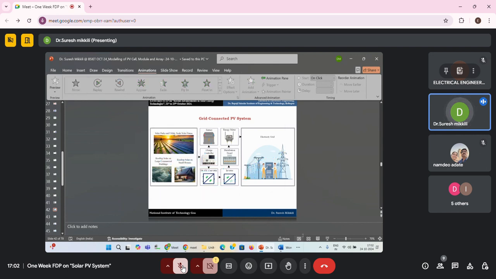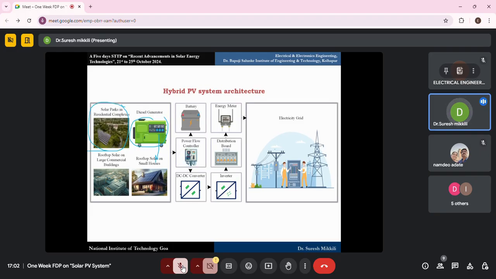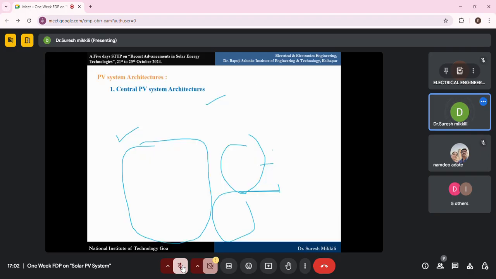But when it comes to the grid connected system, I told you, what is required? Solar farms should be connected with the converter as well as the inverter and to the grid. Rooftop PV systems and commercial buildings are also connected with the converter and inverter, but in a different fashion. I have shown you the architectures here: central architecture, string and multi-string architecture.